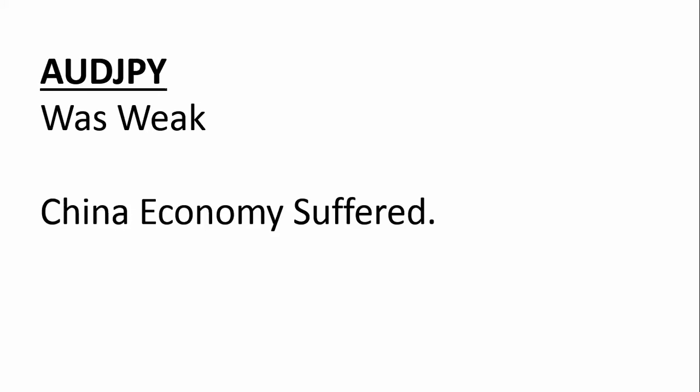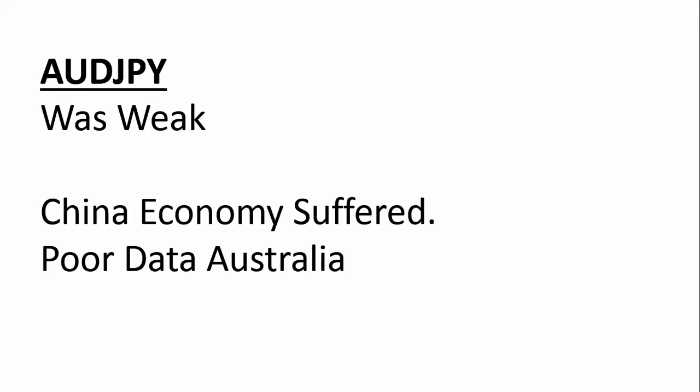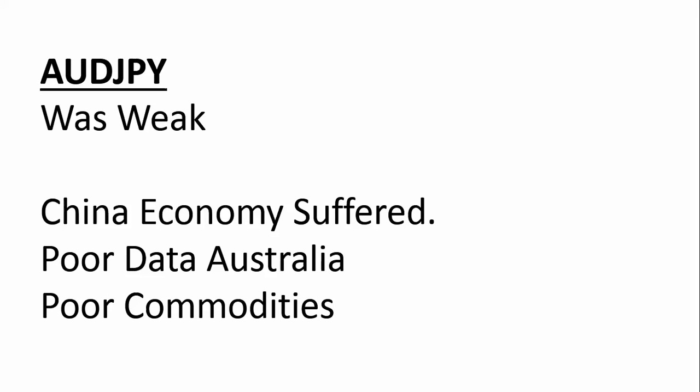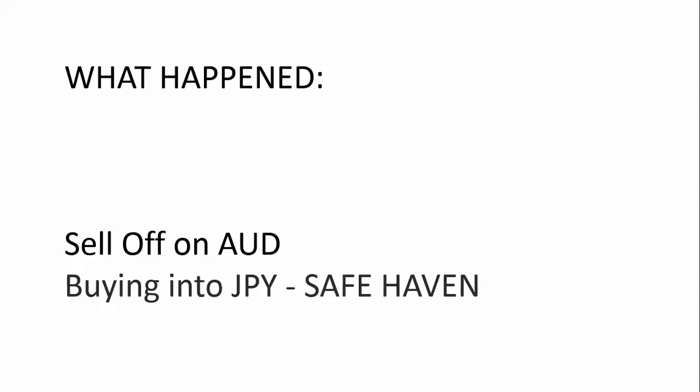So the China economy was suffering. Australia was seeing fairly poor data, and we've had poor data coming in from the commodities throughout the last few weeks. So therefore the Australian dollar in particular was weak, and what happened was, of course, there was a sell-off on the Australian dollar and there was lots of buying into the yen because it's a safe haven pair, or has been a safe haven pair. So it's the stable currency that traders flock to when things get tough for another currency. Hence the Aussie yen being fairly weak.